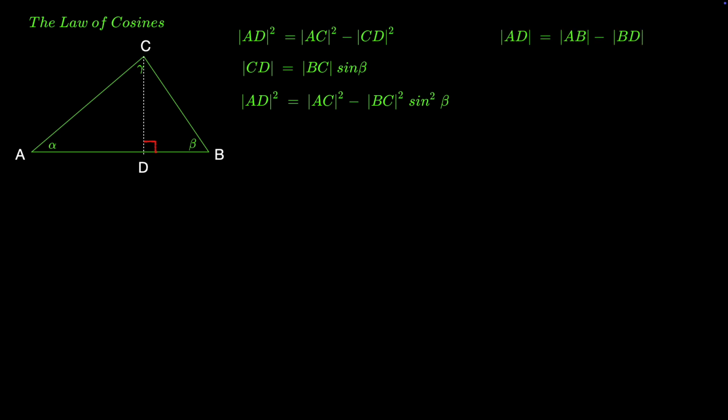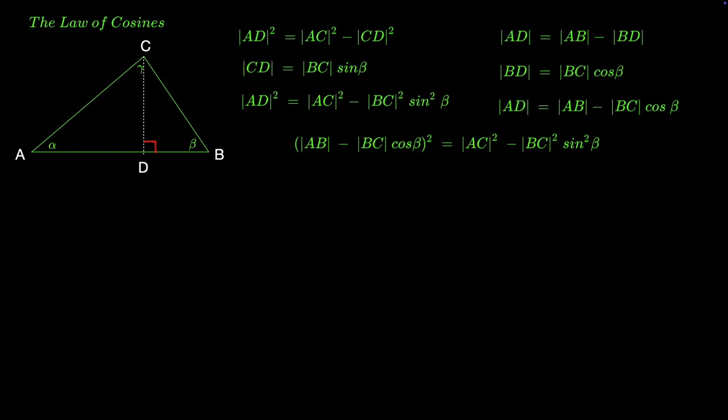Angle addition gives us that AD has a length equal to the length of AB minus the length of BD. Note that BD may be referred to as BC cosine beta. Substituting BC cosine beta in for BD in the first equation gives us an expression for AD in terms of BC and cosine of beta. Substituting this expression for AD in the third equation at left, we have an equation no longer involving AD.